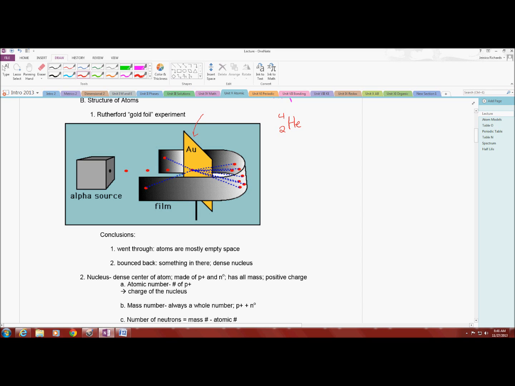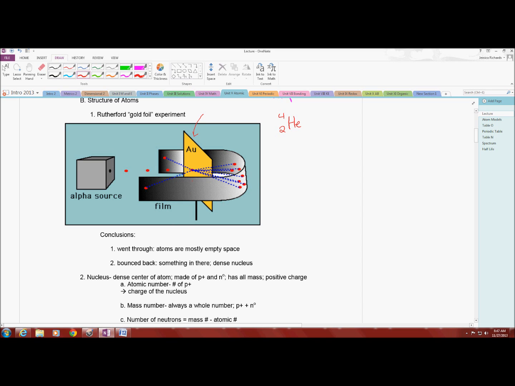And this was extremely shocking to him and everybody else because at the time they thought atoms were solid spheres. So he expected them to bounce off or to smash them into pieces. When most of them just went straight through with no resistance, some of them went through and angled a little bit and curved, but he said it was as if you took a tennis ball and threw it at a brick wall and it went straight through. That's how shocking it was.